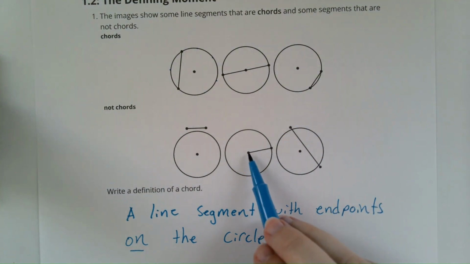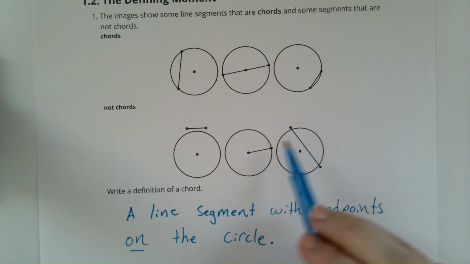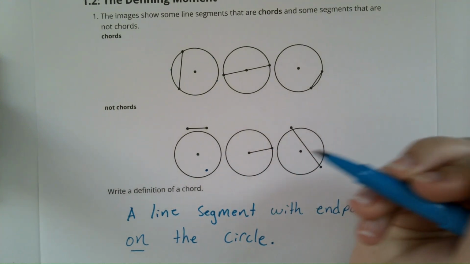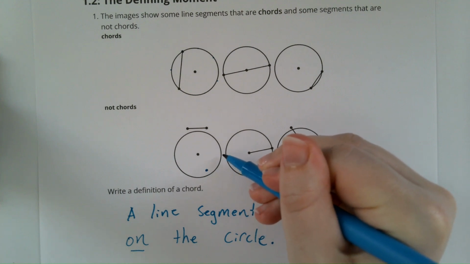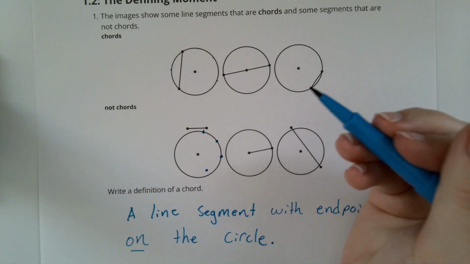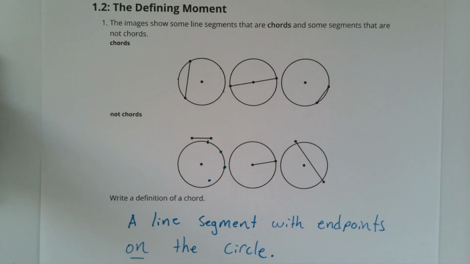So like this point here, that's the center, that's not on the circle itself. Any other point, like a point in here, would not be on the circle. It has to be somewhere like that, on the circle. So the endpoints have to be on the circle for a line segment to be a chord.